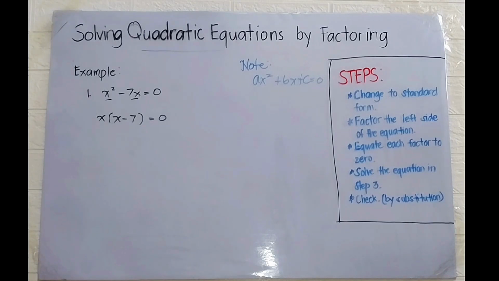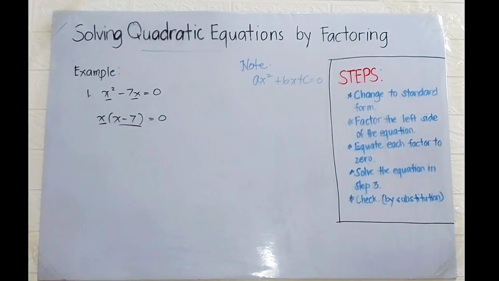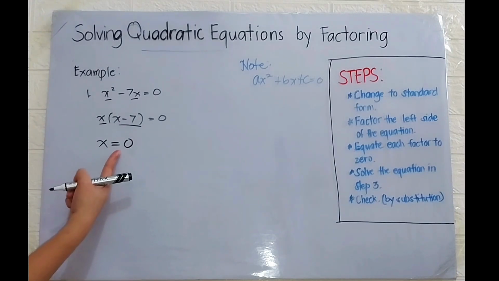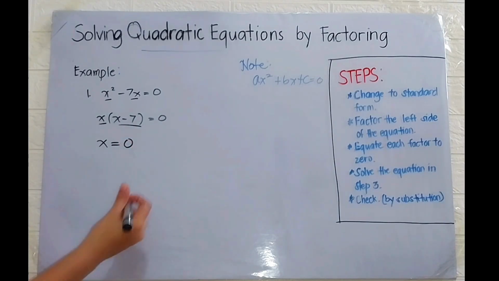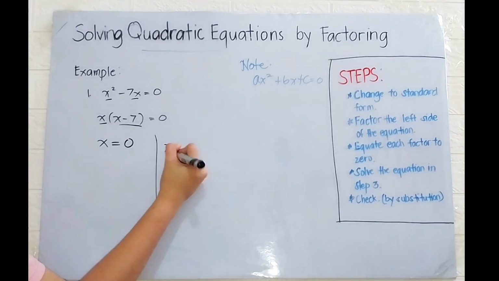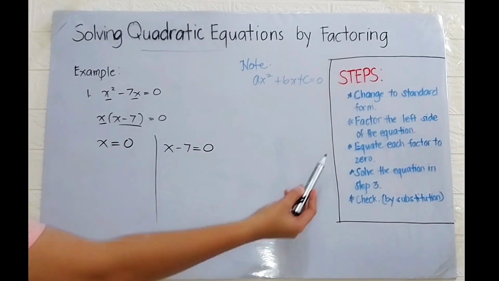Let's go to the third step. Equate each factor to 0. What is our first factor? Our first factor is x. Okay? Our second factor is the x minus 7. According to step number 3, equate each factor to 0. So let's get the first factor, x, and then equate it to 0, meaning put equal sign and then 0. The second factor is the x minus 7. Let's get the x minus 7 and of course equate it also to 0. We're done with third step.